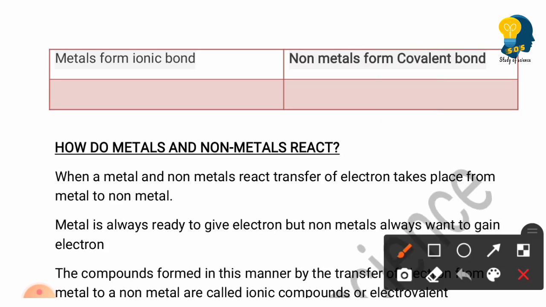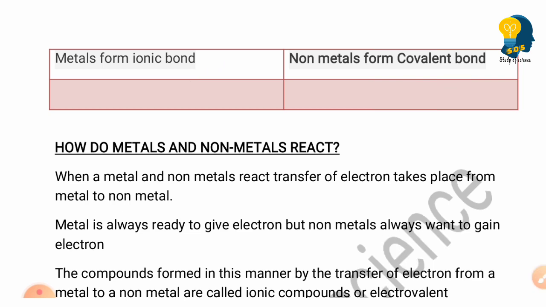And the last point: metals form ionic bonds, whereas non-metals form covalent bonds. Hope you all have understood the chemical properties of metals and non-metals.